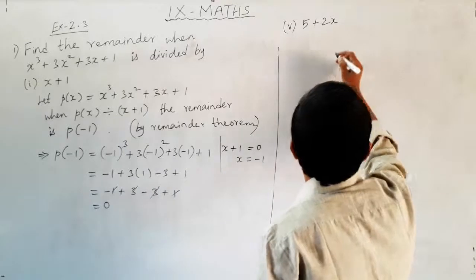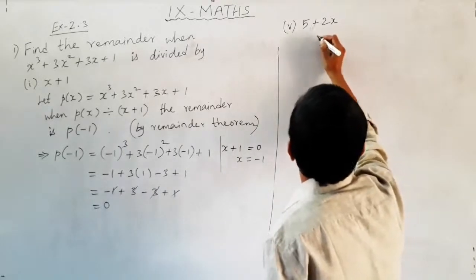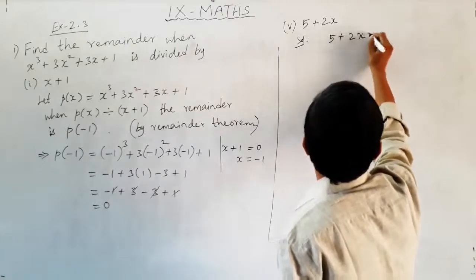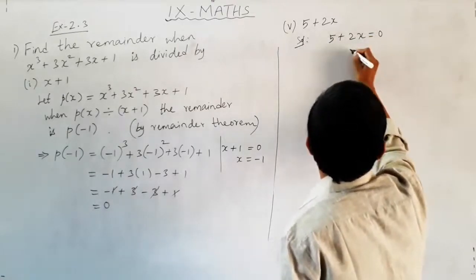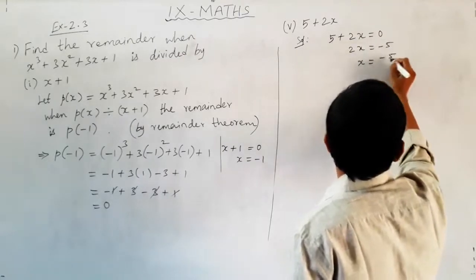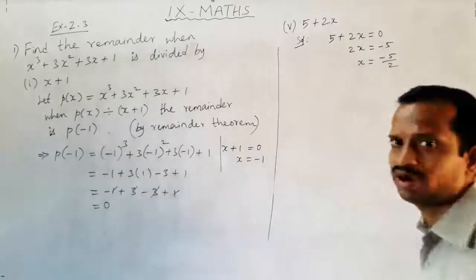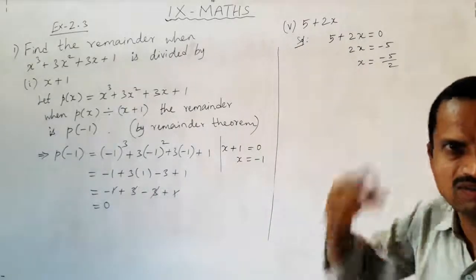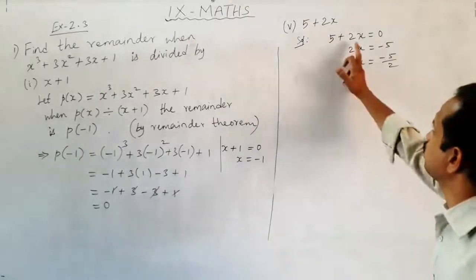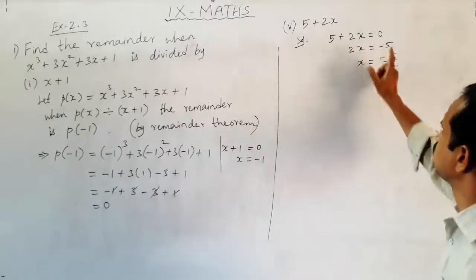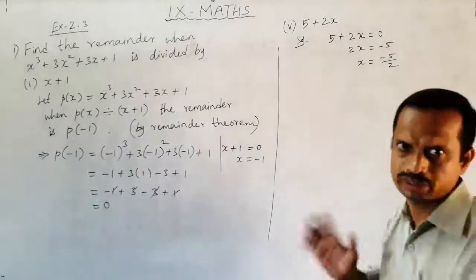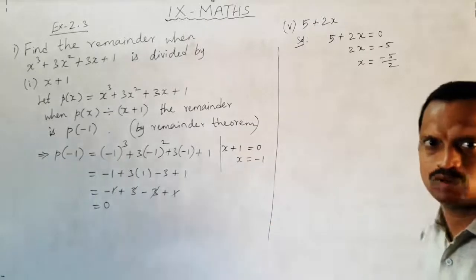5 plus 2x. So you can do it on the writing page itself. First of all we have to find the 0 of the given divisor. So here the divisor is 5 plus 2x, and 5 plus 2x equal to 0. Then 2x is equal to minus 5 and x equal to minus 5 by 2. That you know, how to transpose and all. Every time we are explaining.